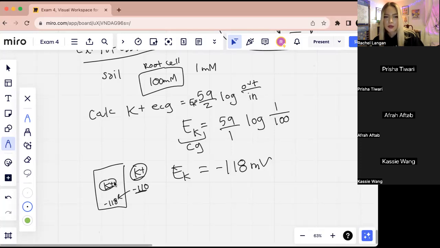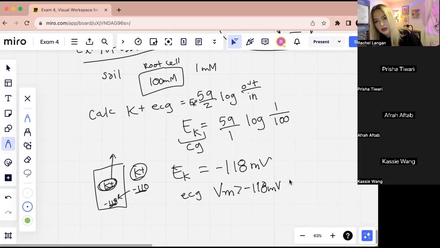So if I want the cell to be more negative and I'm positive, then I want to leave, because that's going to make the membrane potential more negative. So the ECG would be, when the membrane potential is larger than negative 118, then the ECG is inward. I mean, sorry, outward.